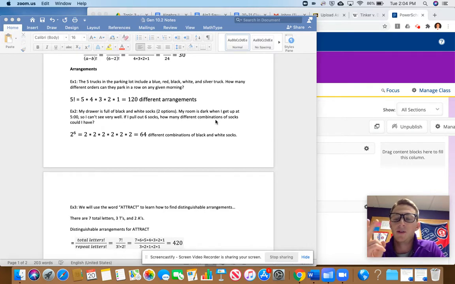Well, I had 2 different options I could pull out. I could pull out a black sock or a white sock. So we're going to take 2 to the 6th power because I'm pulling out 6 socks. So that's 2 times 2 times 2 times 2 times 2 times 2. So there's 64 different combinations of black and white socks that I could pull out on any given day.